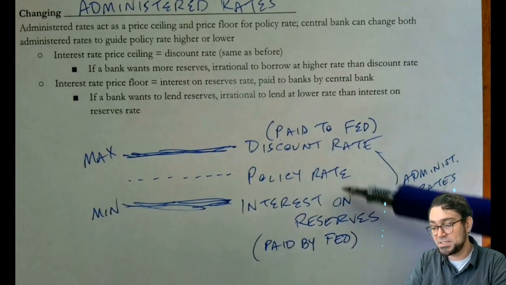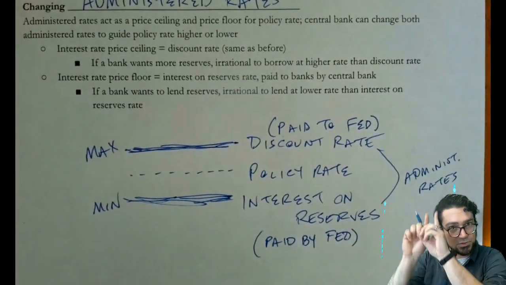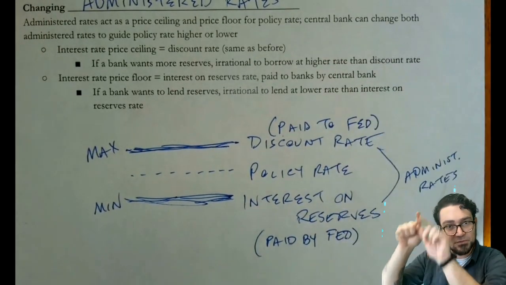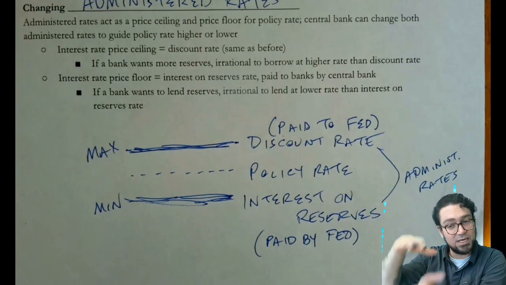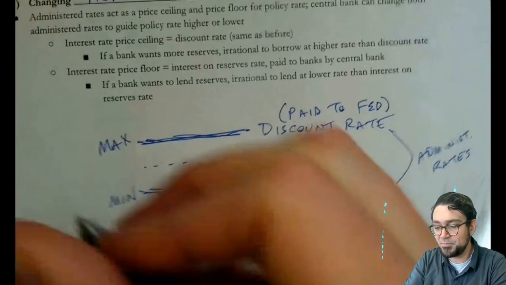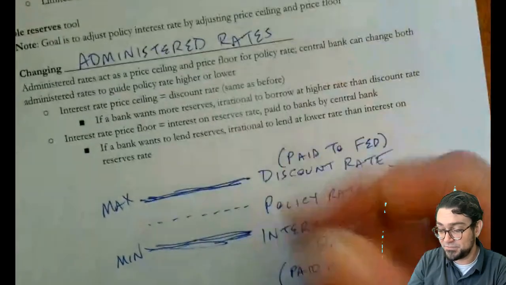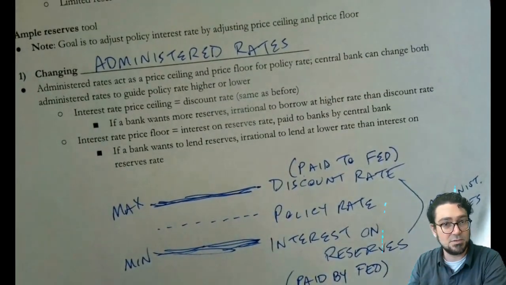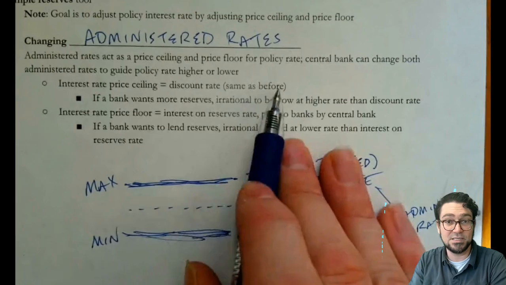And if I want the policy rate to go up, then I would move both of these two interest rates up. If I want the policy rate to go down, I would move both of these two interest rates down, and I'd keep the range basically the same. That's essentially what I do, right? I can change the interest rates. So if I want interest to go up, I move them both up. If I want interest to go down, I move them both down. This gives you that explanation for why that is the case.